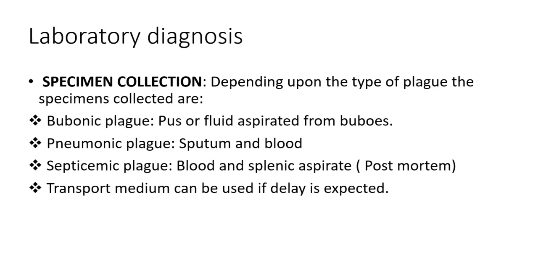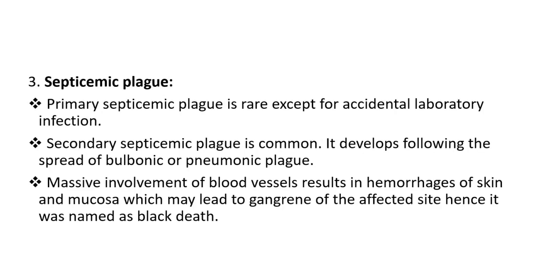So next is septicemic plague. Primary septicemic plague is rare, but accidental laboratory infection can cause it. Most common are bubonic plague and pneumonic plague, but through accidental inoculation, say a laboratory infection, we may get septicemic plague.